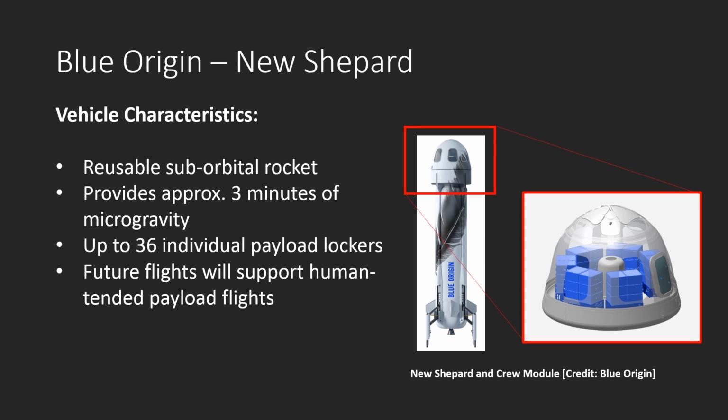For this competition, the rocket used to launch your payload is Blue Origin's New Shepard. Some of the rocket characteristics are listed here. It's a fully reusable rocket, it can provide about 3 minutes of microgravity, it can also accommodate up to 36 individual payloads, and the capsule will be used for human flights in the future.